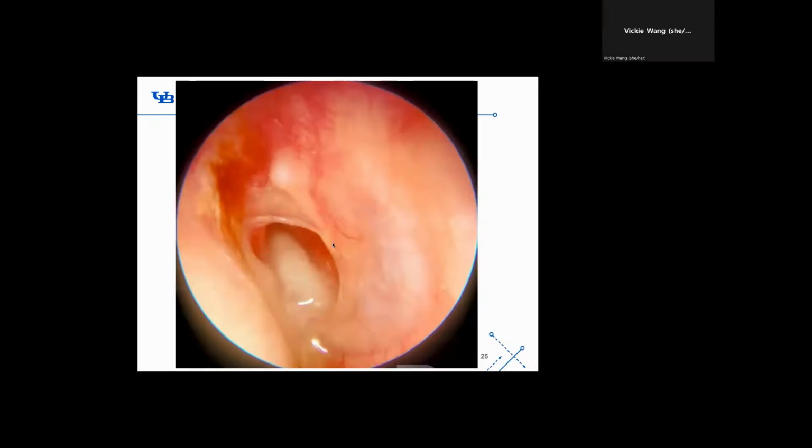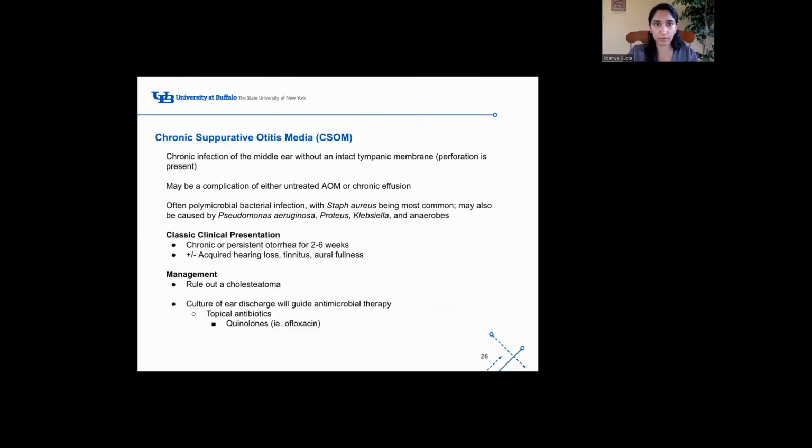It looks like there's a perforation and also some pus that's draining. Yeah, exactly. So you see a pretty large perforation here, and through that there's this mucopurulent discharge. Any guesses on what this patient might have? If not, that's okay. We'll move on to the next slide.